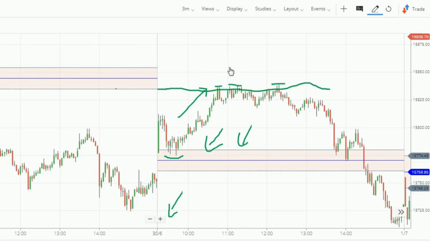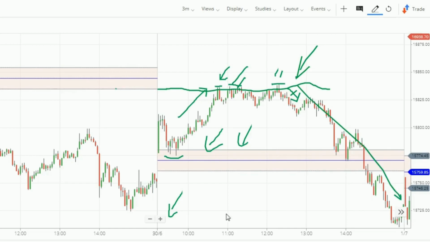It tried to breach this once, twice, thrice, like 4 or 5 times it tried to break the resistance. It failed and finally gave up somewhere around 12:30 and started going down. And just look at the fall it has taken.